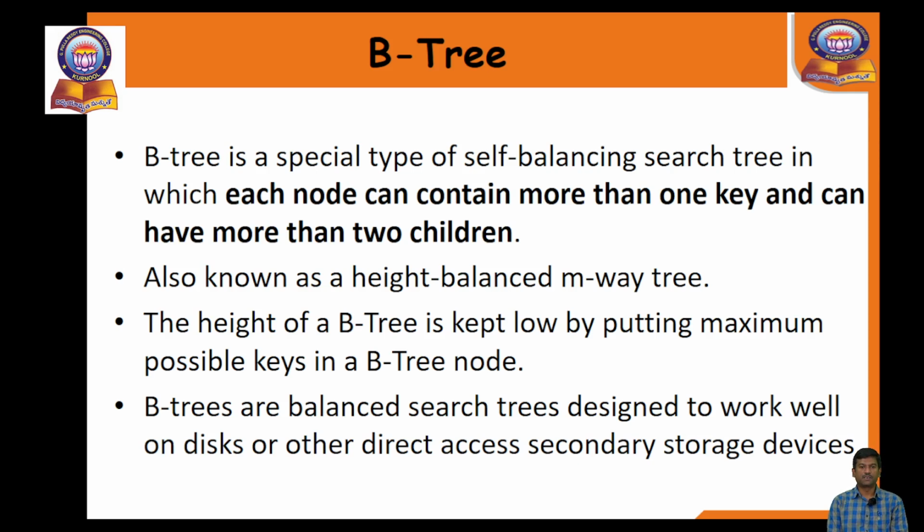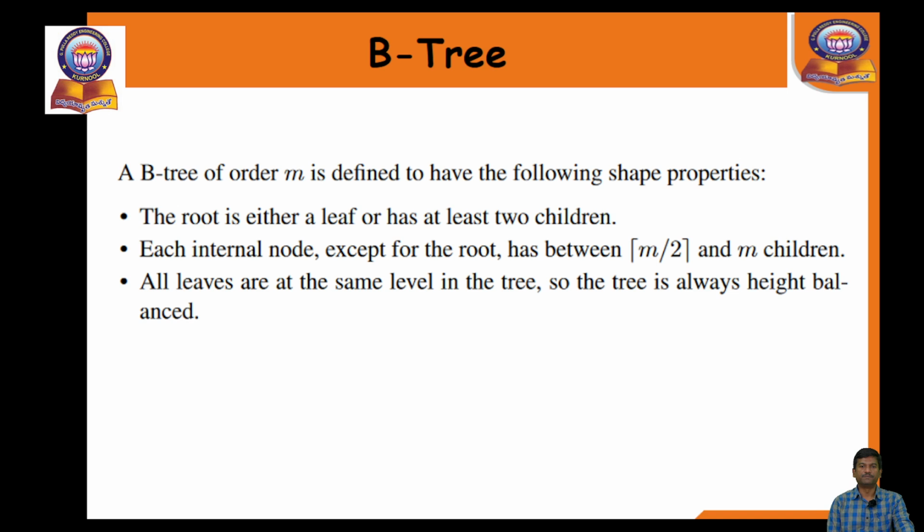Also, it is also known as height balanced M-way tree. The height of the B tree is kept low by putting the maximum possible keys in the B tree node. B trees are balanced search trees designed to work well on disks or other direct access storage devices. I'll explain in detail about the B tree with suitable examples of inserting nodes, deleting nodes, and so on. This is the theoretical part of how we can explain the B tree.